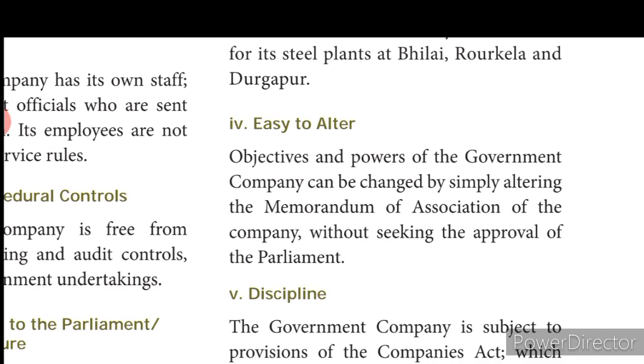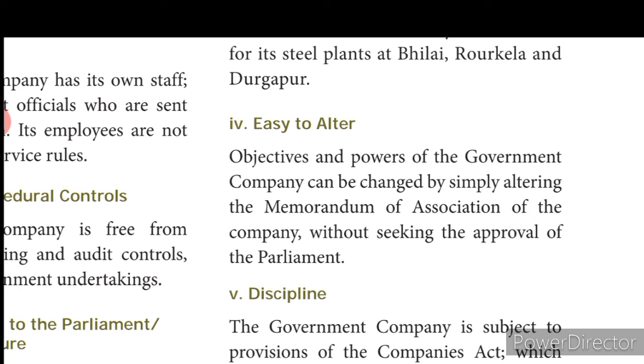Easy to alter. The objectives and powers of a government company can be changed by simply altering the memorandum of association and without seeking the approval of the parliament. You do not take approval from the parliament. Very simply, you can just make changes with the MOA, and you can just change your objective.